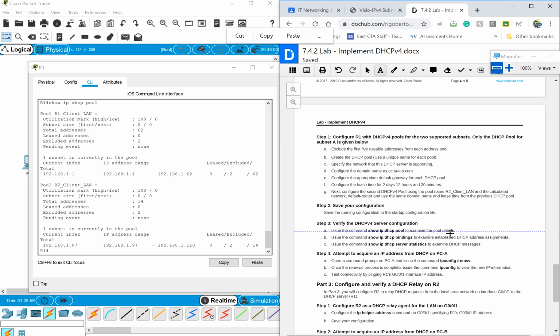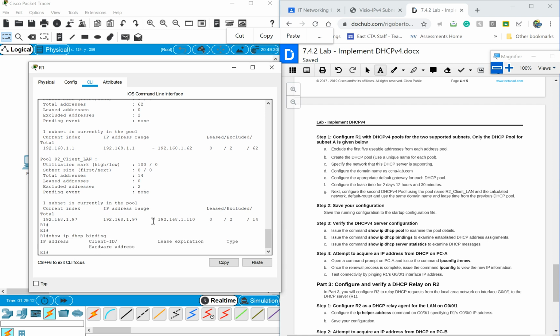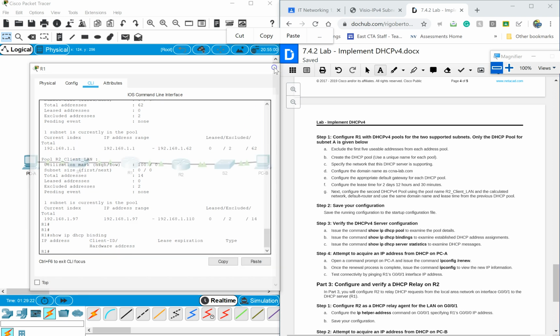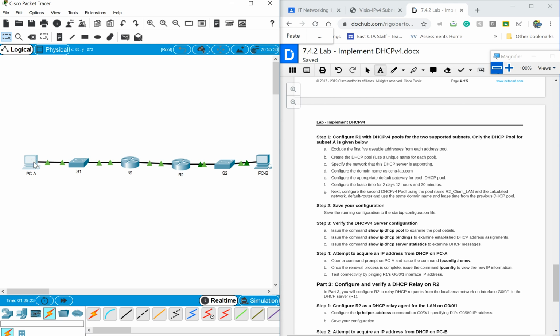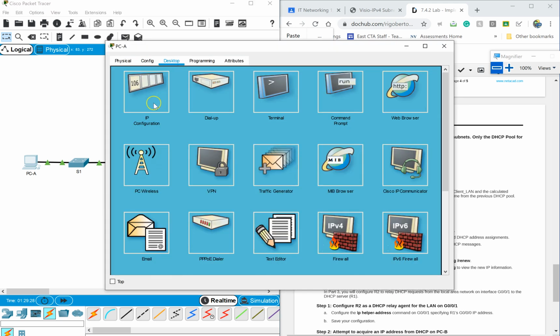All right, so then I can do show IP DHCP bindings. There's no bindings because nothing has been bound yet, right? So let's see, attempt to acquire, and then statistics. So let's try to acquire an IP address. Now, on your PCs, it says go to G0/1, right? Let's see, what do I have it set up?